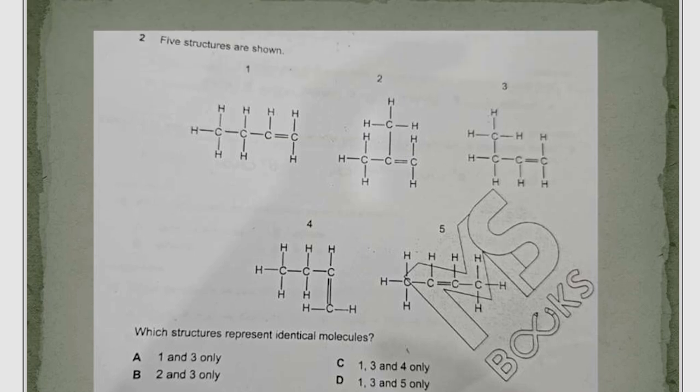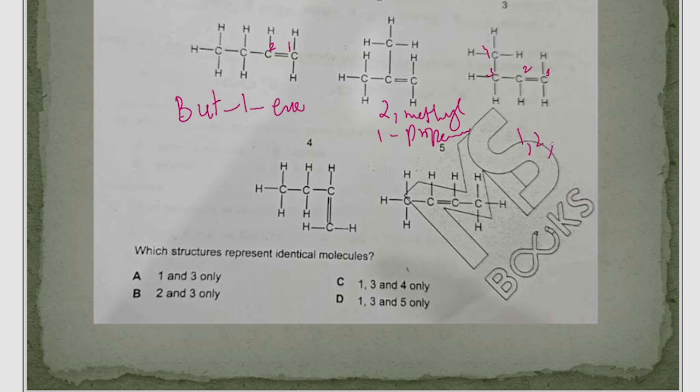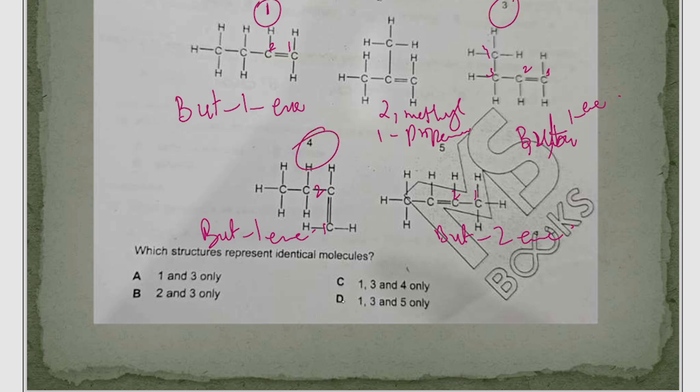Five structures are shown. Which structures represent identical molecules? Okay. This one is the 1,2, but 1-ene. This one is 2-methylpropene, 2-methyl-1-propene. This one is not the part. This one is 1,2,3,4, 1,2-butene, yeah, but 1-ene. 1,2 again, but 1-ene. This one is 1,2 but 2-ene. So which structures represent the identical molecules? This one is 1, 3, and 4. So the correct option is C.